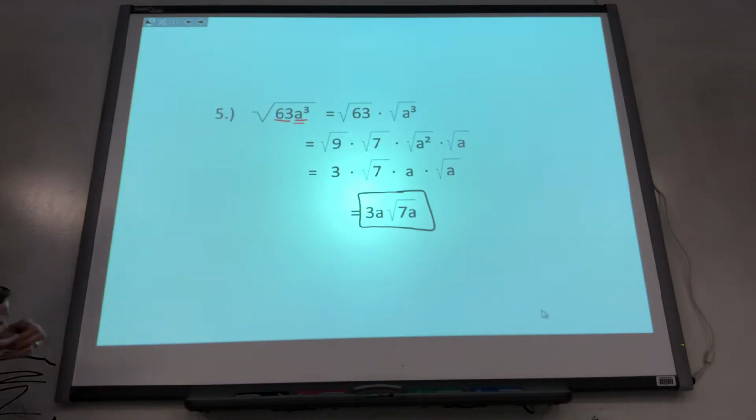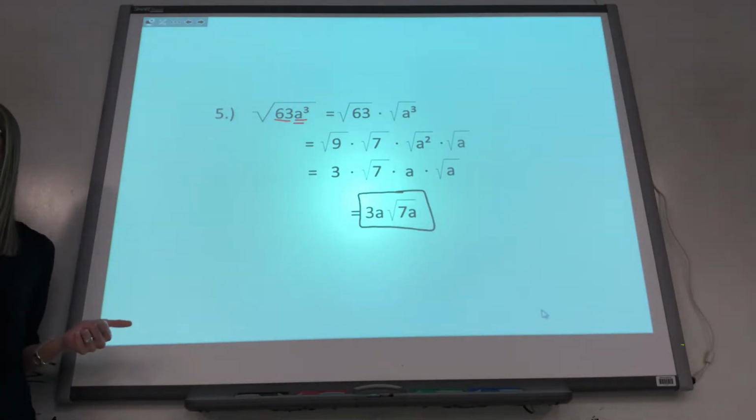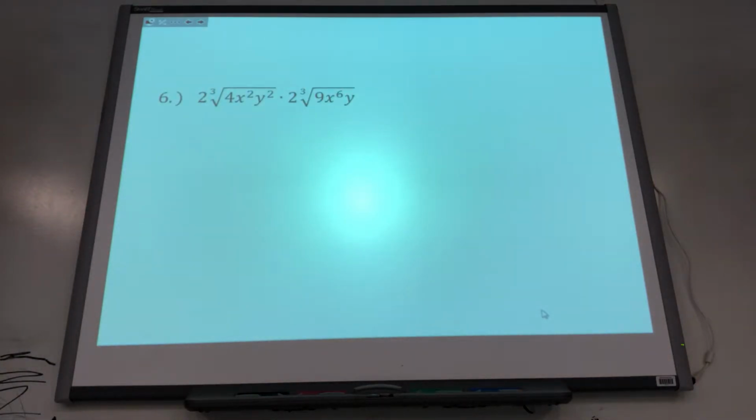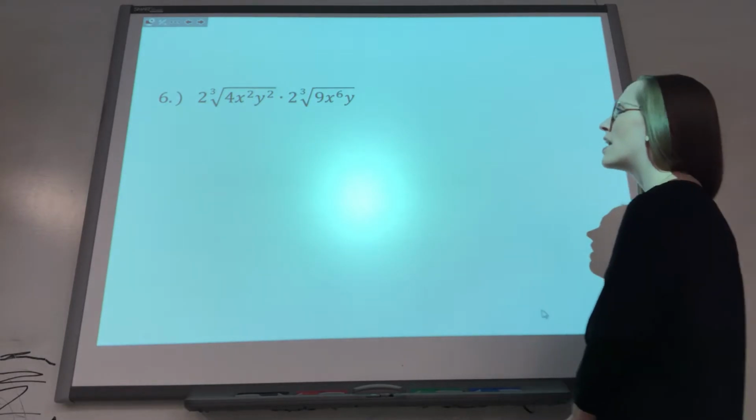Alrighty, any questions on that one? I think I have one more in this section. It's a doozy. Number 6, a little bit more going on here. There's numbers in front and they're cube roots. So 2 times the cube root of 4x squared y squared times 2 cube root of 9x to the 6th y.